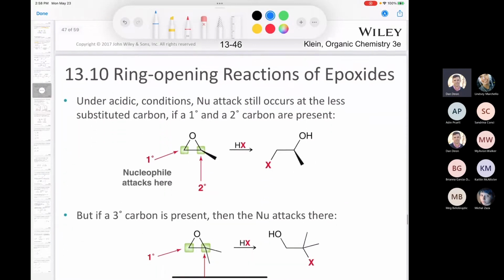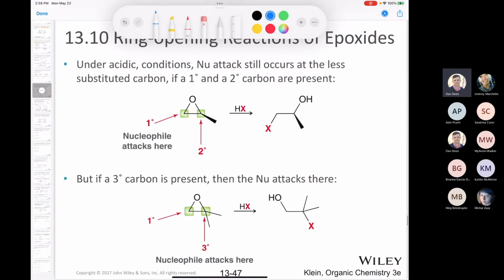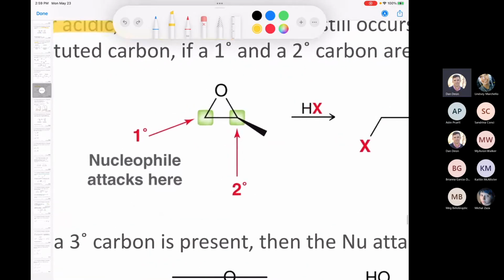With all that in mind, let's turn our attention to what I was trying to get at, which was the regioselectivity of acid catalyzed ring opening. So this is for acid catalyzed. Look, if we go back to just a plain old strong nucleophile, it was just least hindered carbon, attack, done. Now, when we're in acidic conditions, it's different. Check it out. It says, under acidic conditions, the nucleophilic attack rather, still occurs at the less substituted carbon when you have a primary and a secondary carbon atom present.